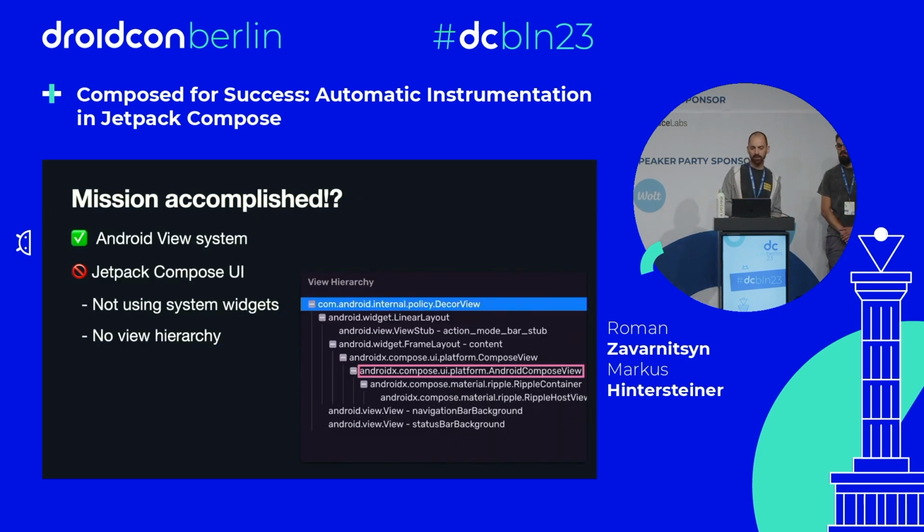As mentioned earlier, we are not done yet. This works nicely for the Android view system, but it doesn't work for Jetpack Compose, because under the hood, Jetpack Compose is not using any Android system widgets. It does all the drawing logic on its own. So when we look at the view hierarchy, it stops at this AndroidComposeView, which takes care of all the rendering. So a lot of details are hidden from us and from the Android view system. We need to dig deeper.